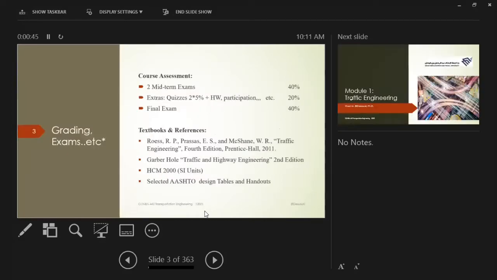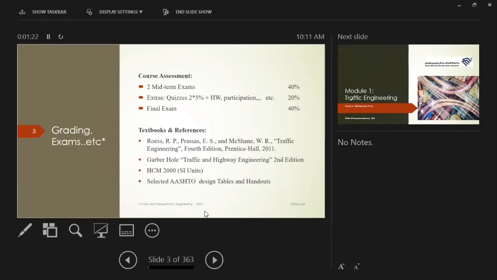Okay, and now we are going to discuss the course assessment. Basically, we will have two midterms. Each midterm will be worth 20%. Then we will have two quizzes, each quiz worth 5%. Then we will have another 10% for homeworks, participation, small projects, et cetera. Then the final exam will be worth 40%. Now, do you need any clarification regarding this assessment scheme?